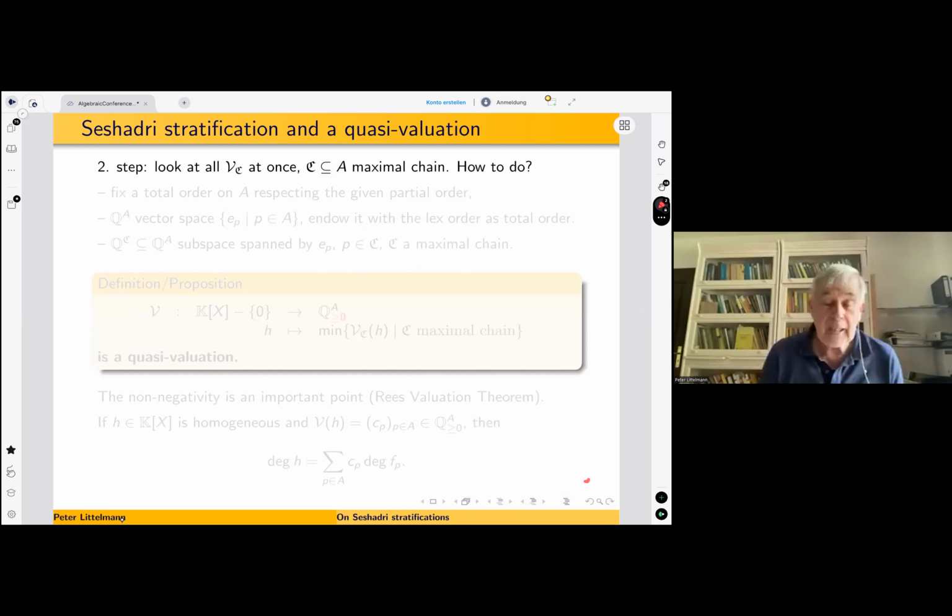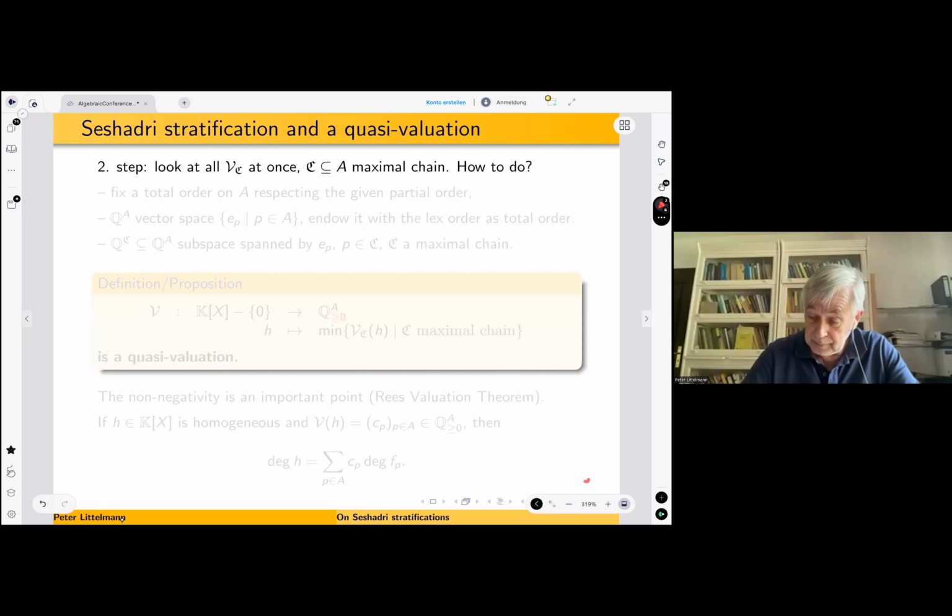Okay, the second step is, well, I have a partially ordered set. So in general, I have a lot of maximal chains. And there is no reason why one maximal chain should be better than any other one. So I want to look at all of them at once. Okay, so how to do this?